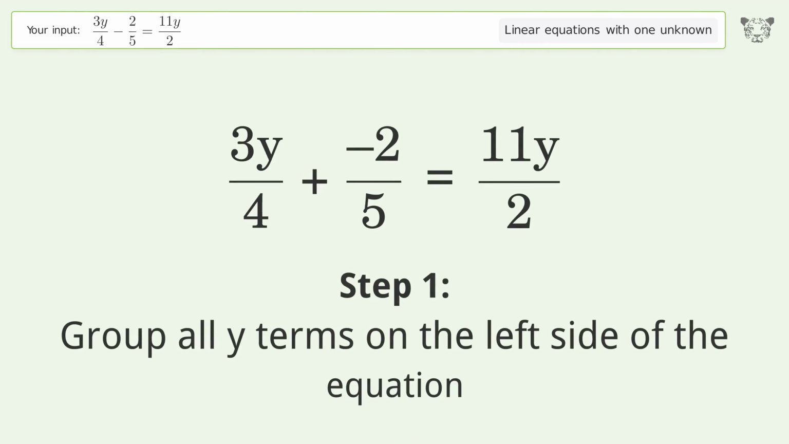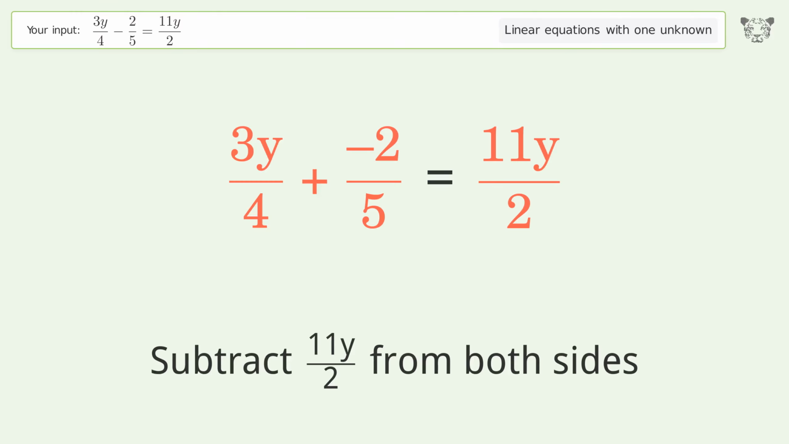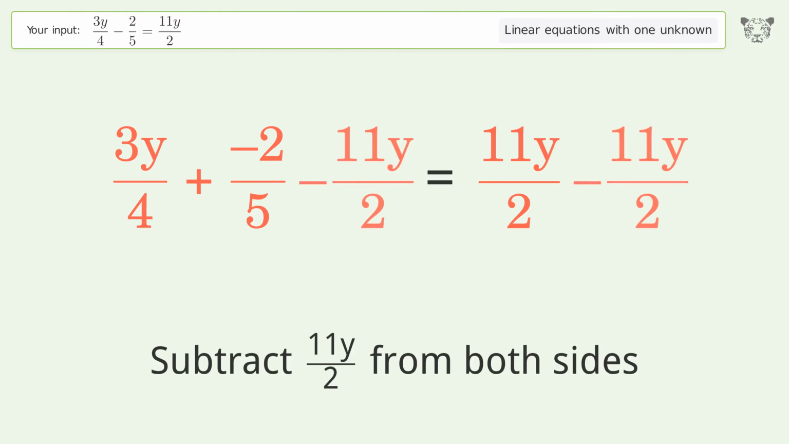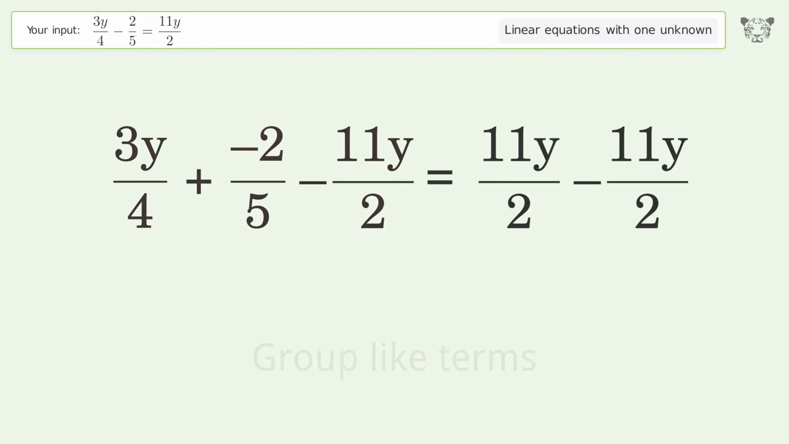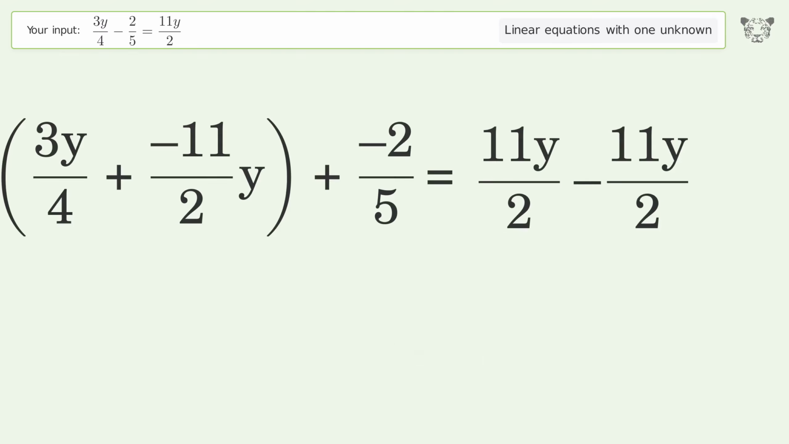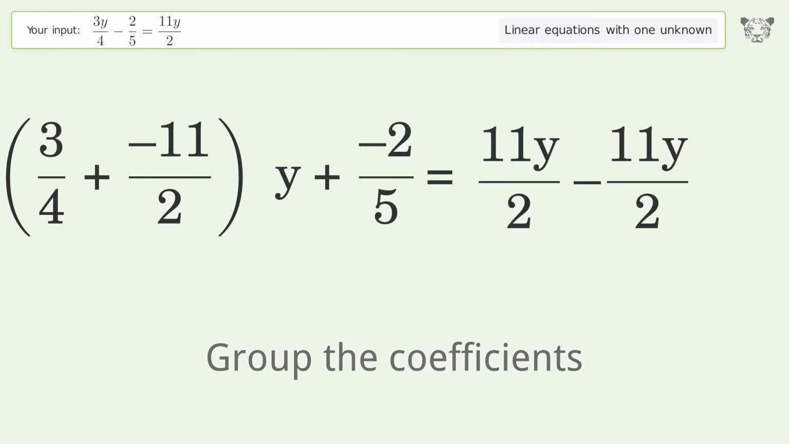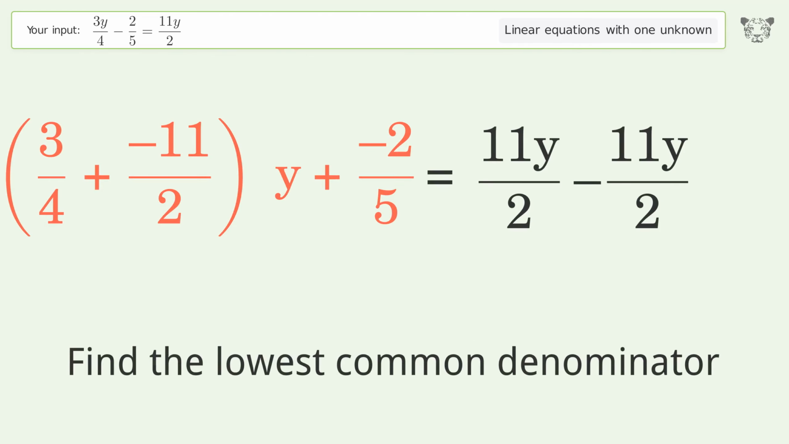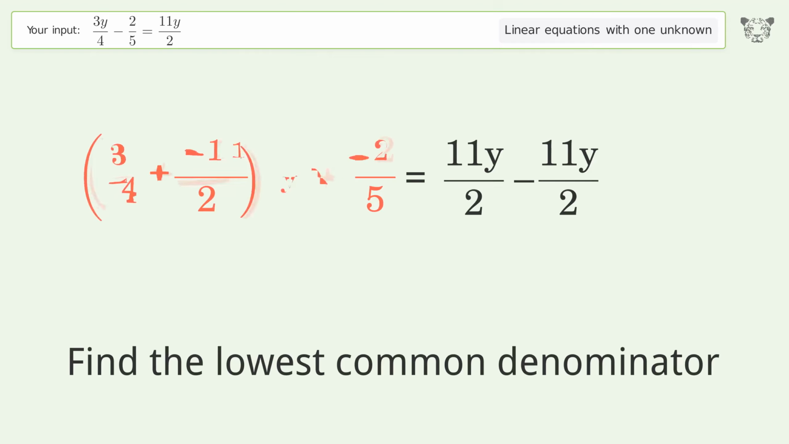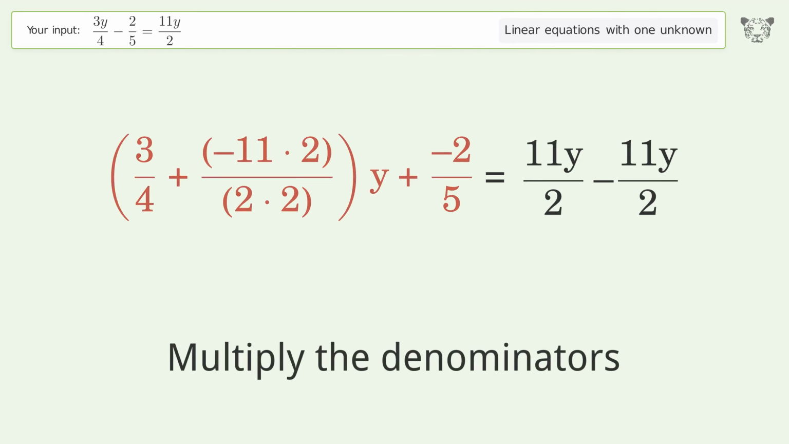Group all y terms on the left side of the equation. Subtract 11y/2 from both sides. Group like terms. Group the coefficients. Find the lowest common denominator. Multiply the denominators.